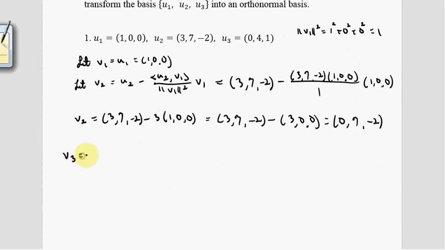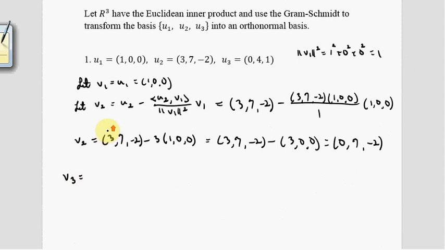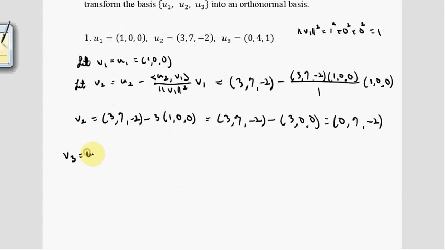V sub 3 is a little bit more. V sub 3 takes u sub 3 and says now this is minus the inner product of u sub 3 and v sub 1 all over the norm of v sub 1 squared times v sub 1, minus the inner product of u sub 3 with v sub 2 divided by the norm of v sub 2 squared times v sub 2.